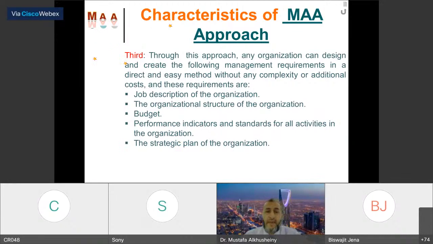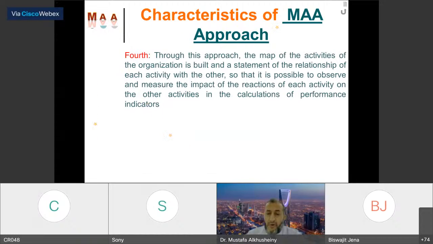Through this approach, any organization can design and create the following management requirements in a direct and easy method without any complexity or additional costs. And these requirements are the job descriptions of the organization, the organizational structure, the budget, performance indicators and standards for all activities in the organization, and finally the strategic plan of the organization.